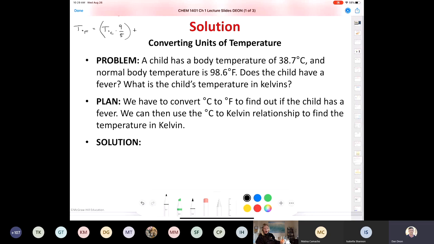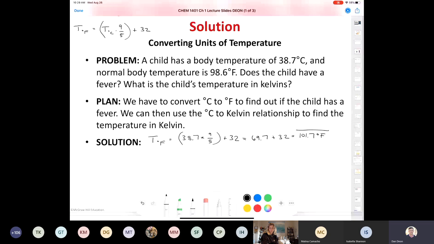So we're going to say our temperature in degrees Fahrenheit is equal to 38.7 multiplied by 9 over 5, and then we add 32. You should be aware of the order of operations, which is BEDMAS: brackets, exponents, division, multiplication, addition, subtraction. So we're going to do the bracket first. And so we end up with 69.7 plus 32. And that gives us 101.7 degrees Fahrenheit.